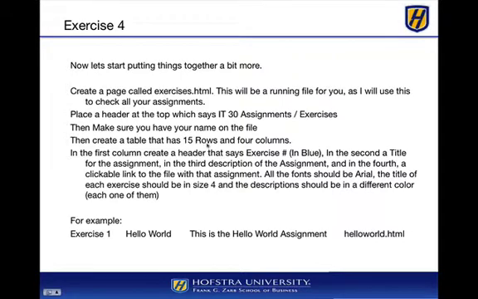Create a table that has 15 rows, 4 columns. Okay, and what we're going to do in the first column, we're going to create a header that says exercise number, title, description, and link. Okay, those would be the top row.